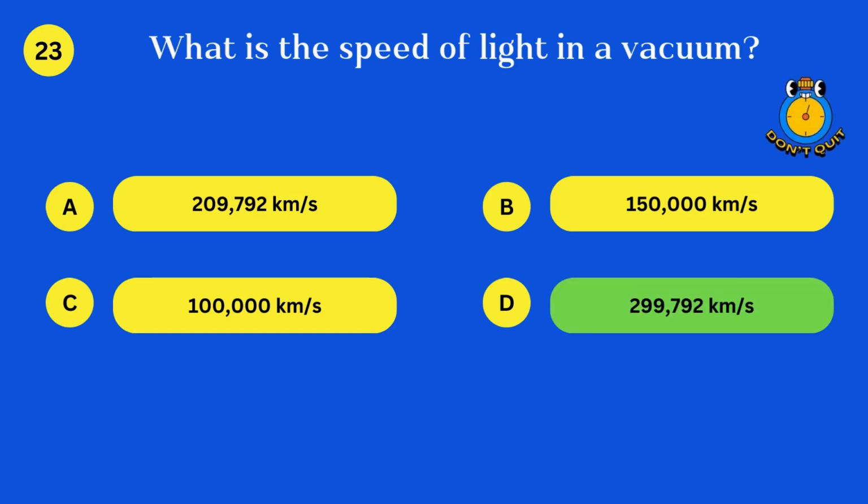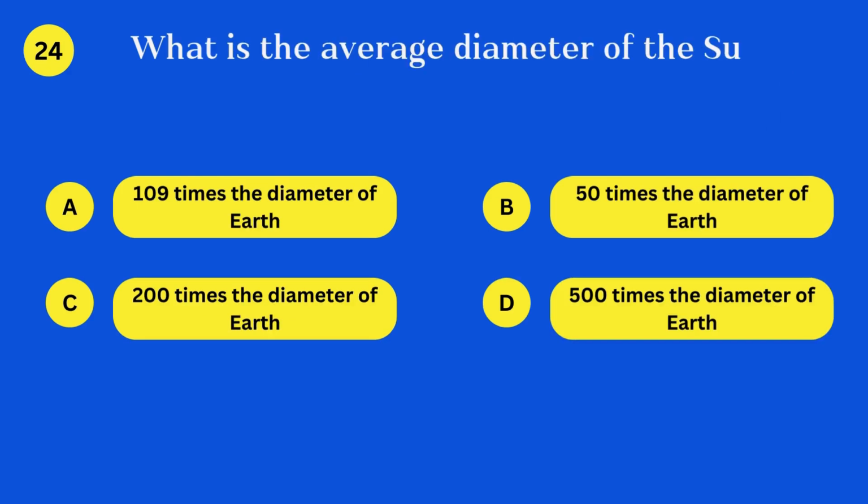Correct answer is D. 299,792 kilometers per second. What is the average diameter of the sun? A. 109 times the diameter of Earth. B. 50 times the diameter of Earth. C. 200 times the diameter of Earth. D. 500 times the diameter of Earth.